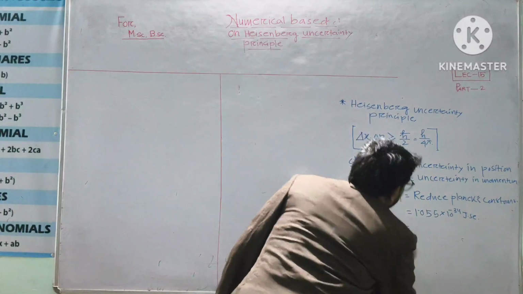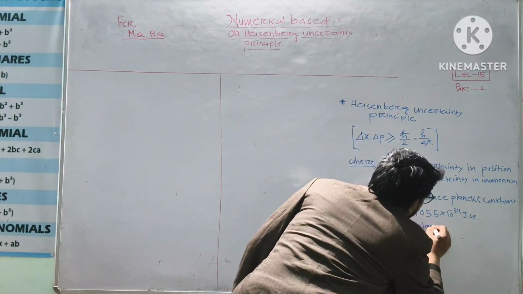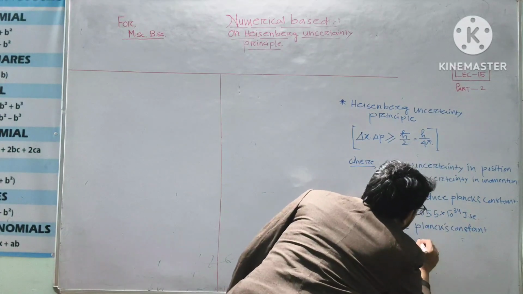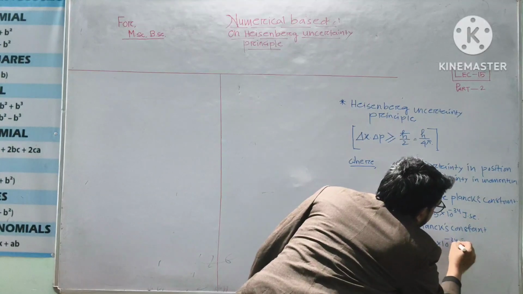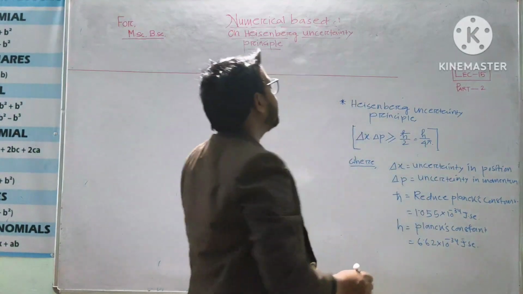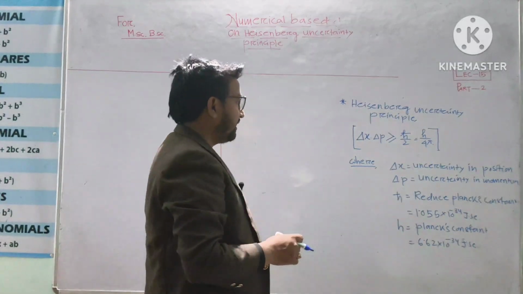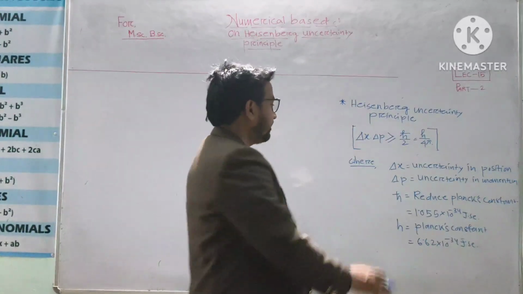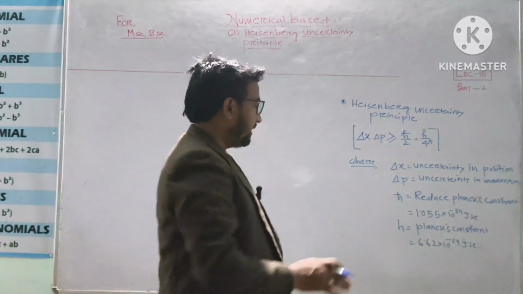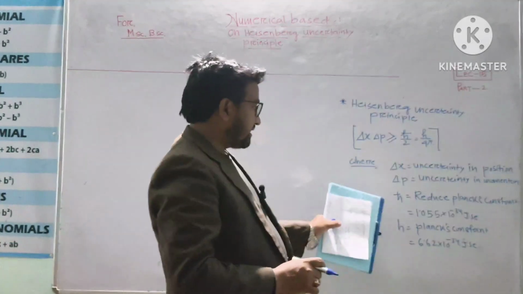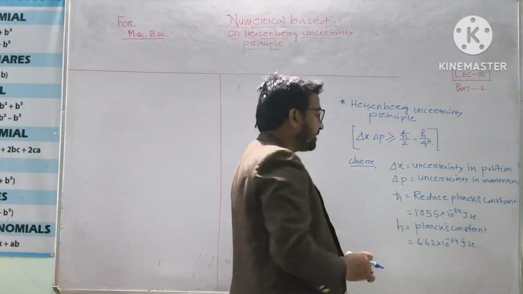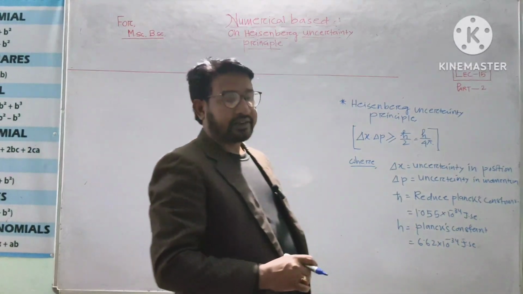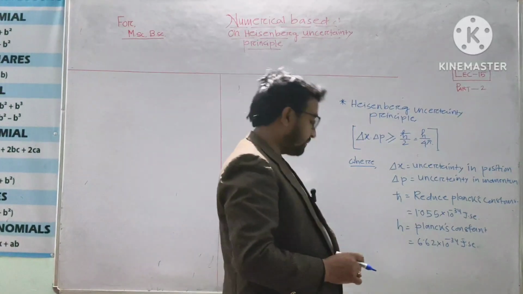And h is the Planck constant, and the value of the Planck constant is equal to 6.62 into 10 to the power minus 34 joule second. So this is the formula of the Heisenberg uncertainty principle: delta x into delta p greater than or equal to h cross by 2, equal to h by 4 pi, where delta x is the uncertainty in position and delta p is the uncertainty in momentum. And h cross is called the reduced Planck constant, and its value is 1.055 into 10 to the power minus 34 joule second, and h is the Planck constant, equal to 6.62 into 10 to the power minus 34 joule second.